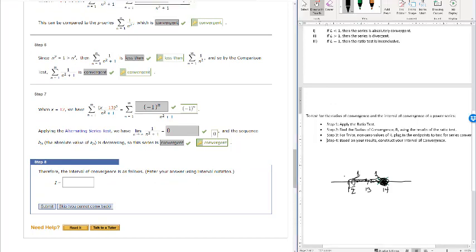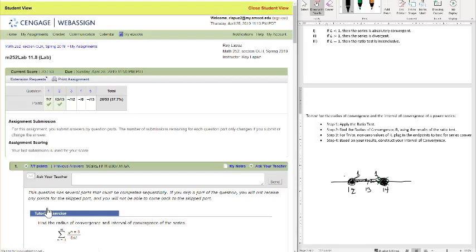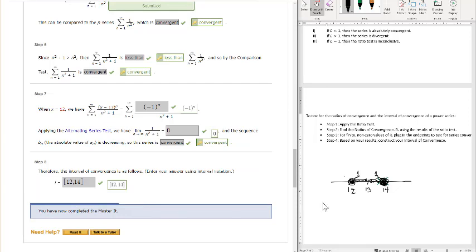That means we also know that we shade in 12. And so your interval is going to go from 12 to 14, and it actually includes 12 and 14. So when we have an inclusion interval, we use the square brackets. Okay, so that's how we find the interval of convergence. Hope that helps.